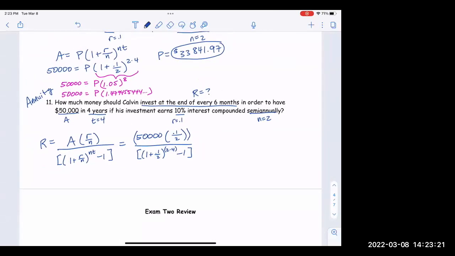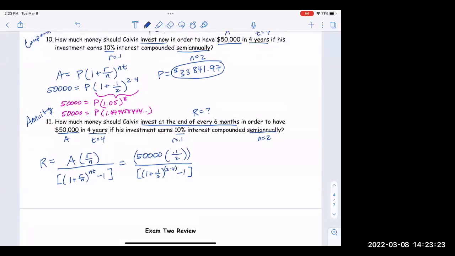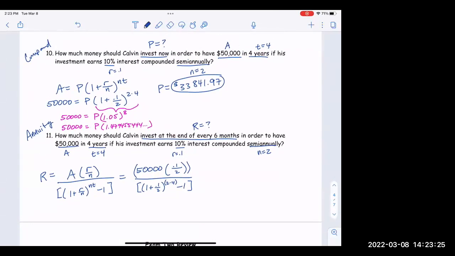So this number I would not expect to be like 33,000 like number 10 was, because this is a payment amount. This is how much we're going to put in at the end of every 6 months. I'm not going to put in 33,000 at the end of every 6 months, so I'd expect this to be smaller than that. Still a good amount of money though. I want to end up with 50,000, so putting in a couple hundred is probably not going to do it. Getting $5,236.09.